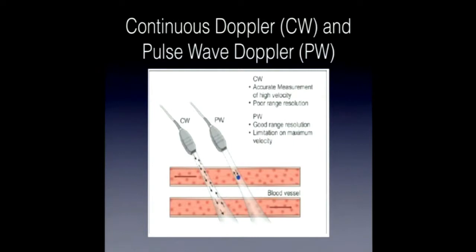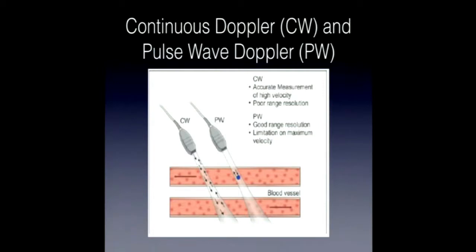So they're slightly different. The CW is in the left probe there, and it basically has two crystals, one that's transmitting like crazy and the other that's listening like crazy all the time with no breaks. And therefore, it doesn't really know where it's receiving the sound waves from. It just knows it's somewhere along the line that it's looking on, but it knows that it is receiving all the time and it's transmitting all the time. And therefore, there's no aliasing and no relevant Nyquist limit for CW.